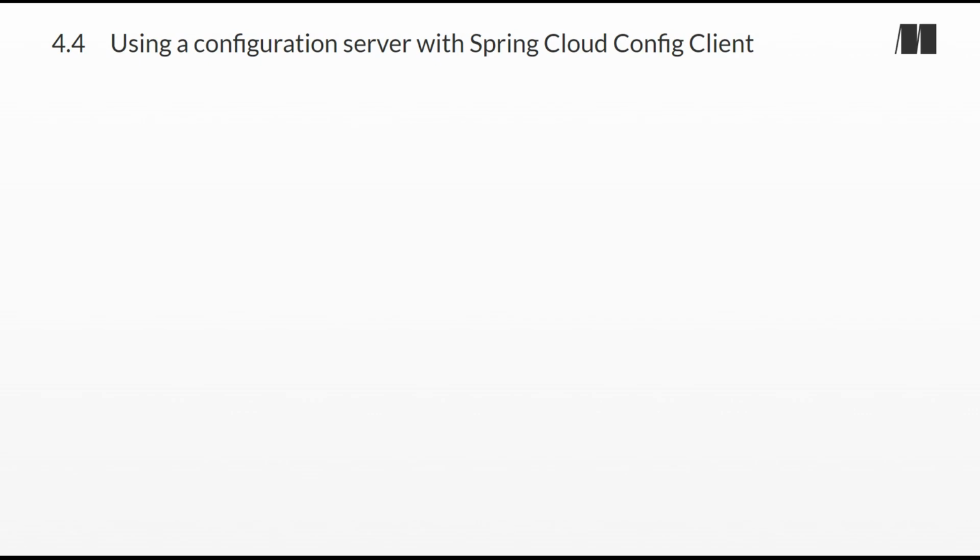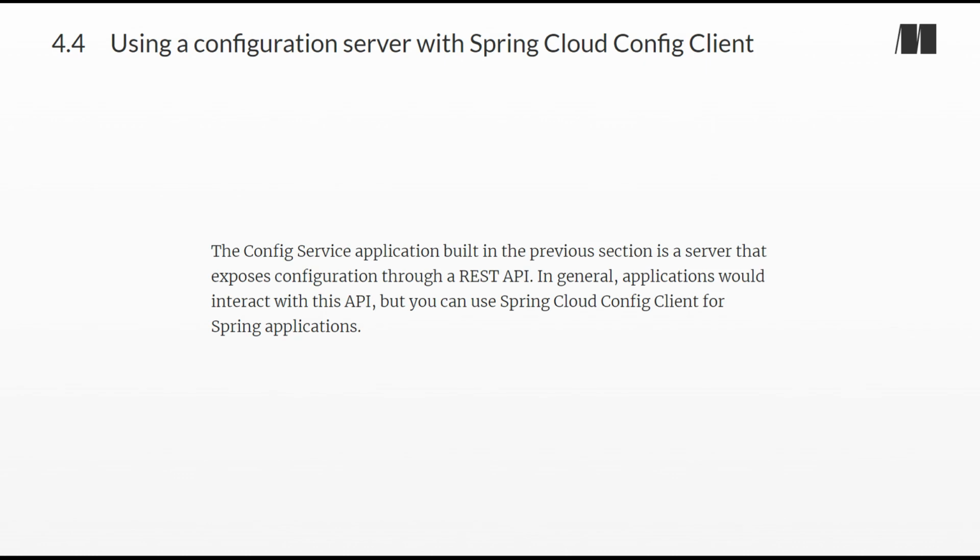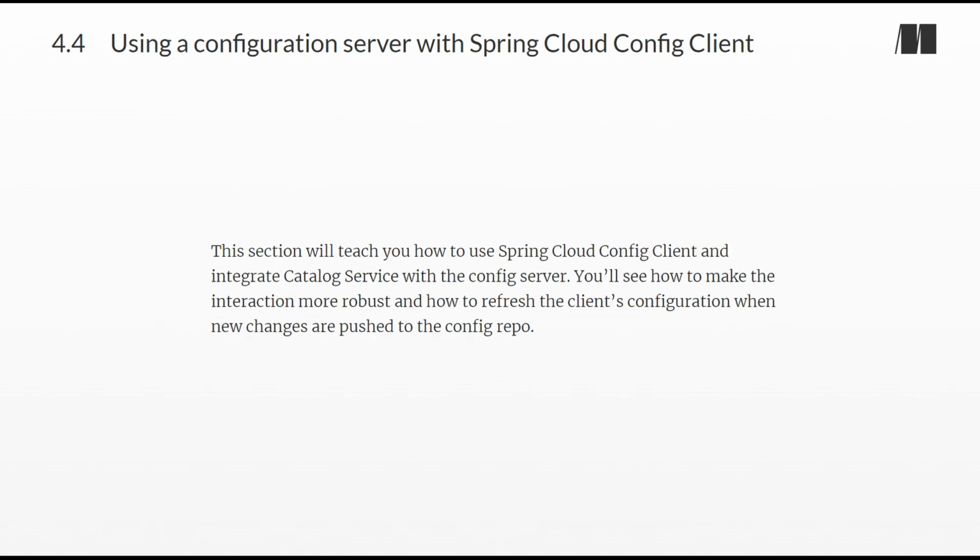Section 4.4. Using a configuration server with Spring Cloud Config Client. The config service application built in the previous section is a server that exposes configuration through a REST API. In general, applications would interact with this API, but you can use Spring Cloud Config Client for Spring applications. This section will teach you how to use Spring Cloud Config Client and integrate catalog service with the config server.